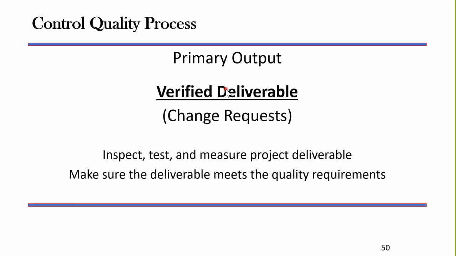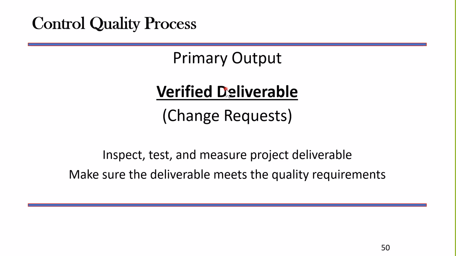Control quality. Obviously, I'm skipping over 40 processes probably. I'm combining them in a manner at a high level. But Control Quality is one of the 10 monitoring and controlling processes below integration. It's important because I am looking at the deliverable. The deliverable is an output of Direct and Manage Project Work. It flows into Control Quality.